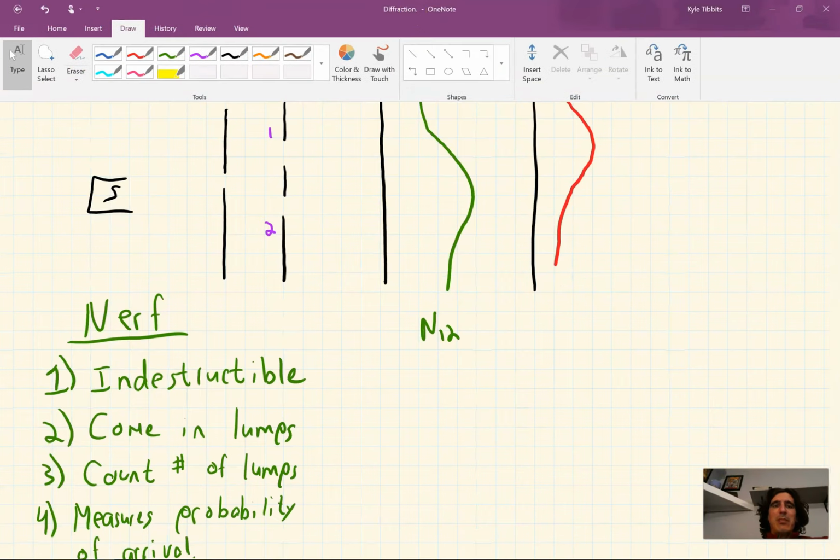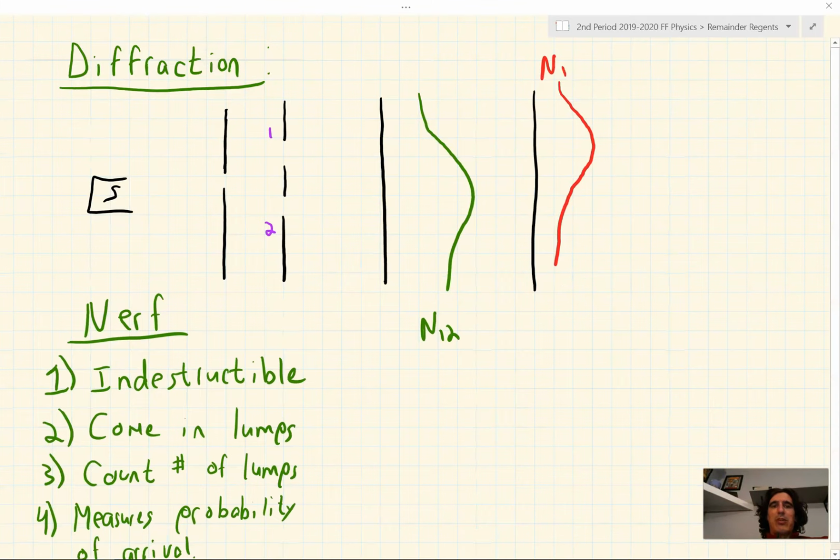We can do the same thing but the opposite. This time we'll close hole number 1 and count the number of nerfs that go through hole number 2, and we'll get a similar picture. But again, it'll show us the number of nerfs that go through hole number 2, which we'll call N2.